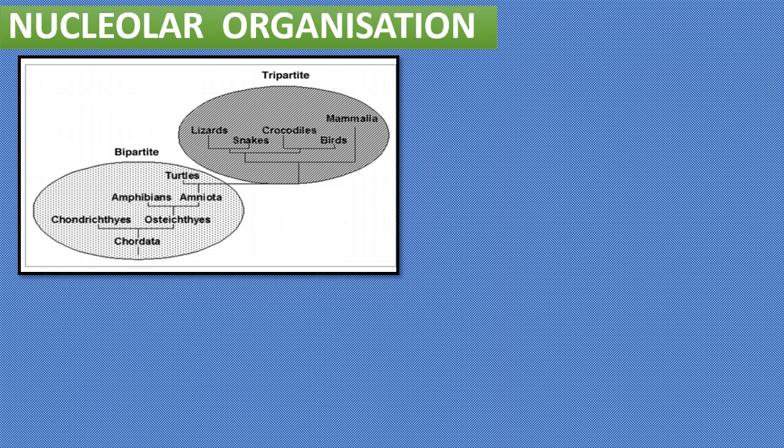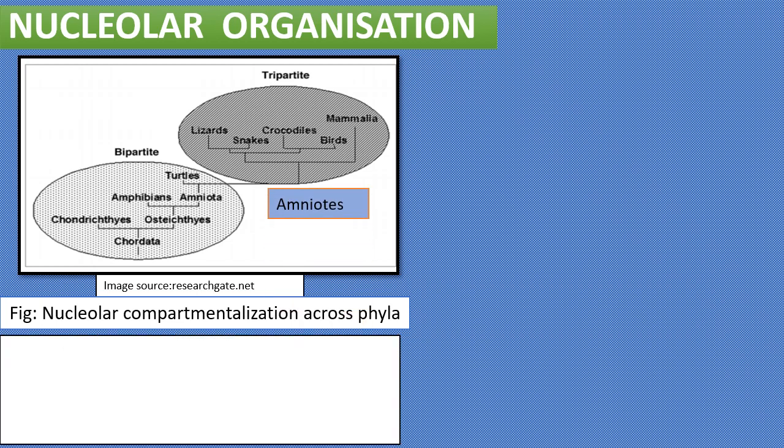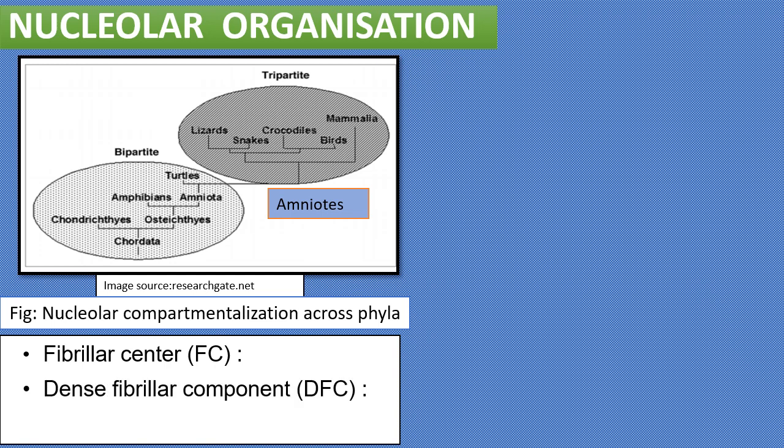Let's come to the point of nucleolar organization. There are two types of nucleolar organization found across various phyla. Amniotes have a tripartite nucleolar organization, and tripartite means the nucleolus has three components. They are a small lightly staining region, which is known as the fibrillar center, surrounded by densely stained material, which is known as the dense fibrillar component, and the remainder of the nucleolus contains densely packed granules, which is known as the granular component.